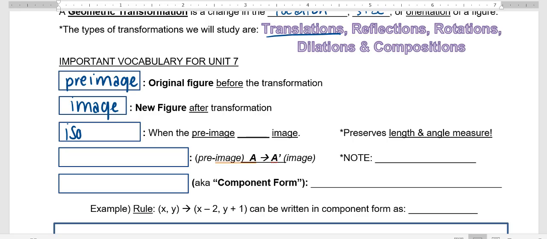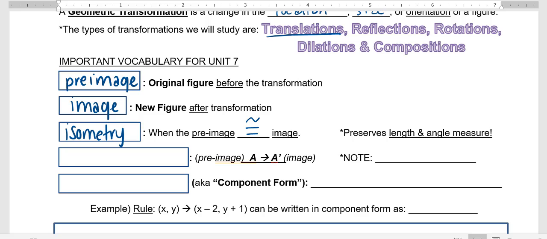Isometry is when the pre-image is congruent to the image, right? We've seen that a lot, right? Meaning, both of those things, those triangles are congruent to each other. It's where we have our length and our angle measures the same, right? Those corresponding angles and sides.